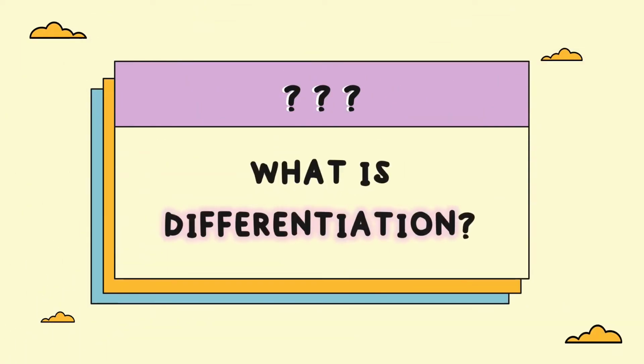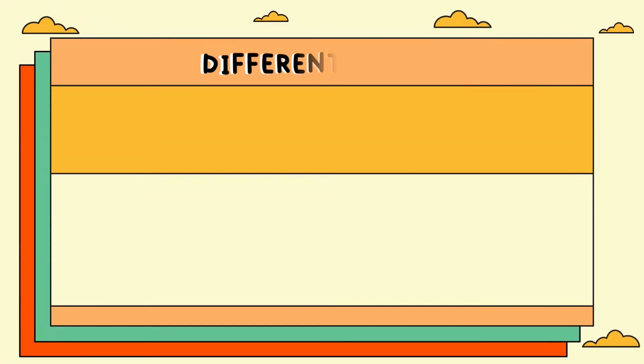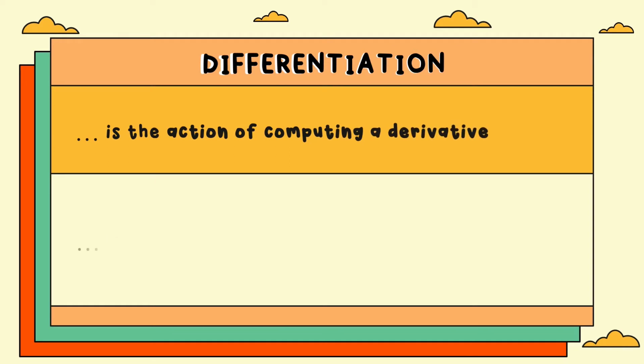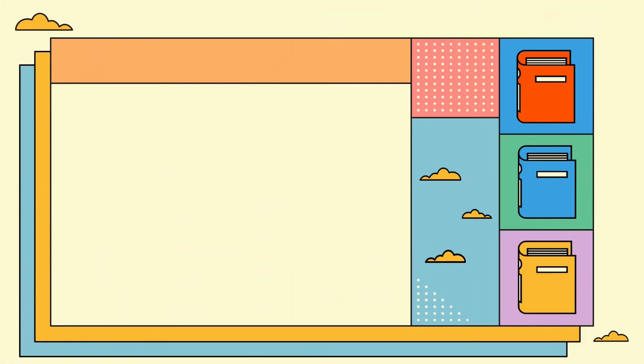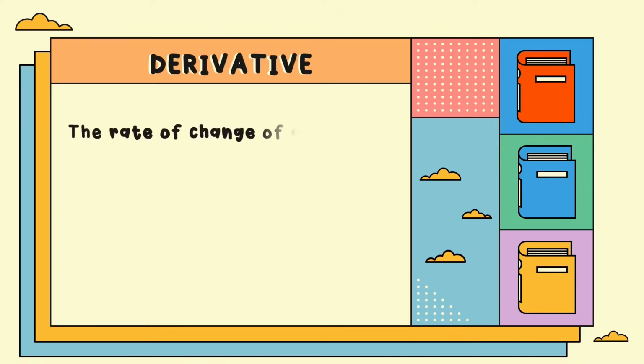First, what is differentiation? In calculus, differentiation is one of the important concepts apart from integration. It is also the action of computing a derivative and a method to find it. But wait, what is a derivative? A derivative is the rate of change of a function with respect to a variable.